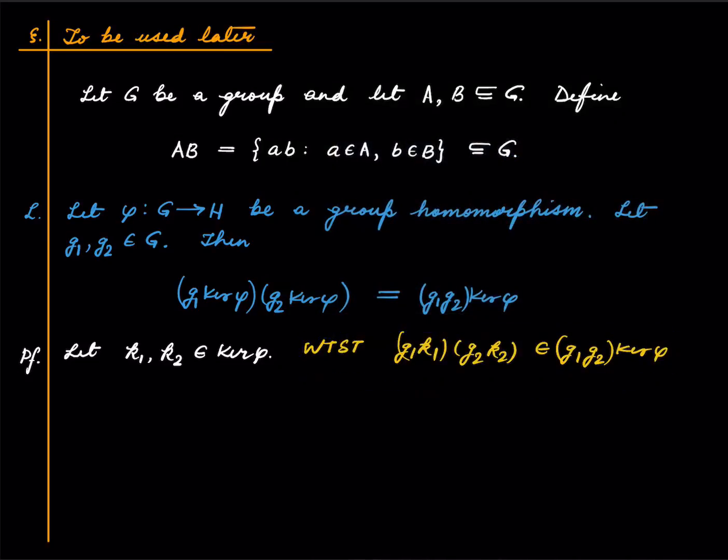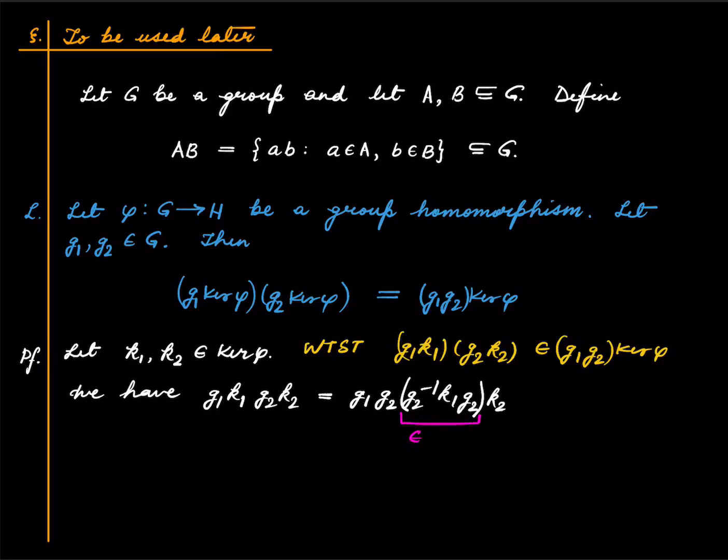Right, so how do we do it? We have g1 k1 g2 k2 equals, this is a little bit of a trick, g2 g2 inverse k1 g2 k2, and let me bracket it in this fashion. And the key fact is that this is also in the kernel.